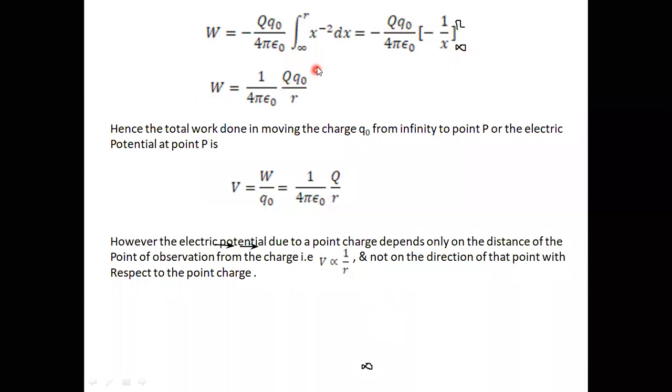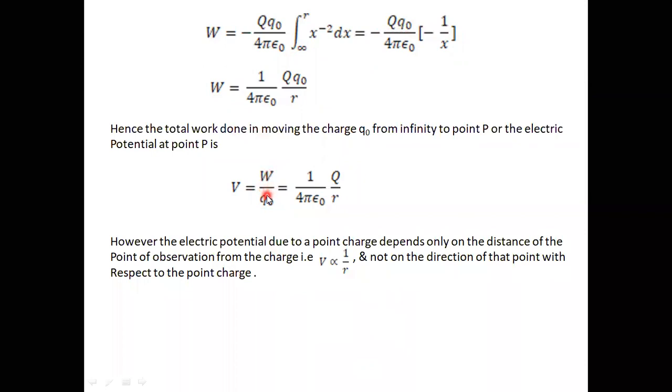Right, now this is the amount of work done by this test charge q0 in moving from infinity to a point P, which is at R distance from source charge, capital Q. This is the total amount of work done. But we have defined electric potential as the work done by a unit positive charge in moving from infinity to any point in an electric field, against the electric field. So what we do, we divide it by the test charge value.